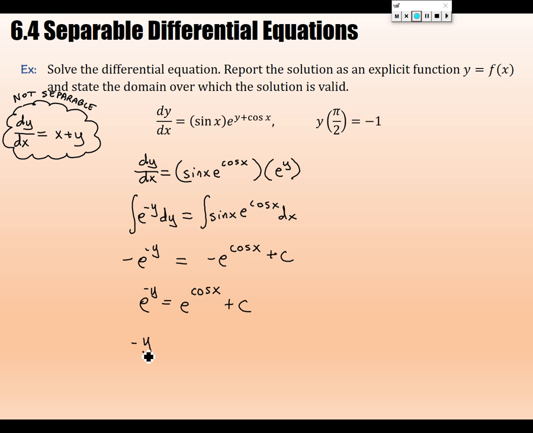So what's negative y? People who know their pre-calculus, how do we recover this from an exponential function here? Yeah, we need the natural log of e to the cosine x plus c. And so we're close here. I'd like to go a little further than this, and I'll show you how we might do that now. At this point, you can apply the initial condition if you like.